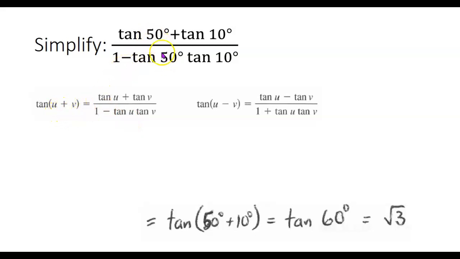So here the part of u is being played by 50 degrees, and the part of v is being played by 10 degrees. So u plus v would be 60 degrees. So this is telling us that this mess here is equal to just the tangent of 60 degrees. And that's one that we happen to know what it is exactly. The tangent of 60 degrees is the square root of 3.